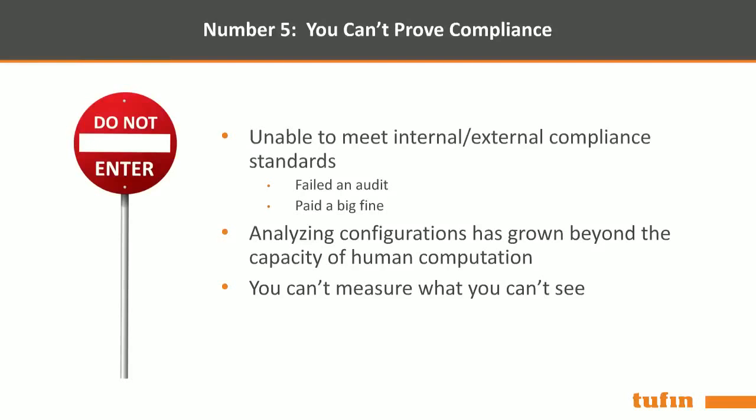And number 5 is that organizations are really struggling to prove compliance. A big factor for organizations is meeting both internal and external compliance mandates. They may have failed an audit. You suffer a big fine. We've all been hearing about GDPR and the fines that may be coming with that. So it's a big problem for organizations. But most organizations don't have a fully documented change process. They don't have visibility into why changes were made, when they were made, by who. So the problem with proving compliance is you really can't measure what you can't see.